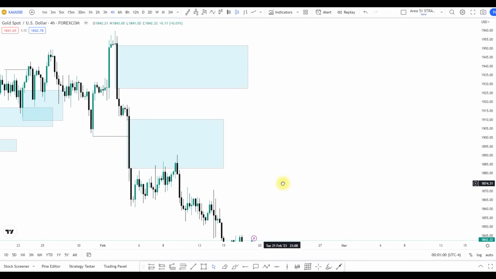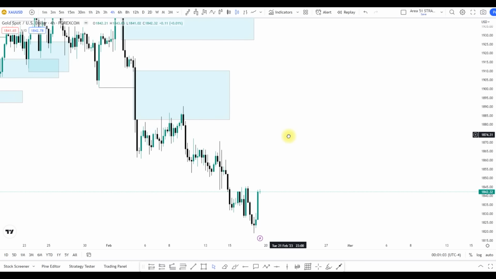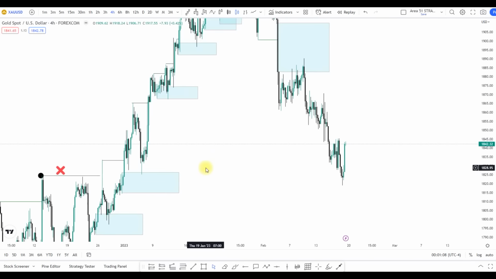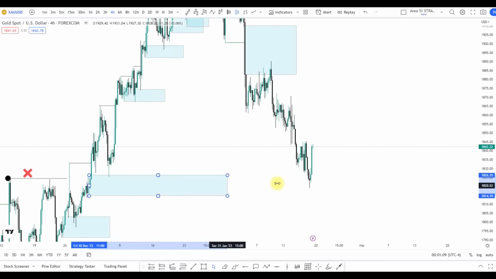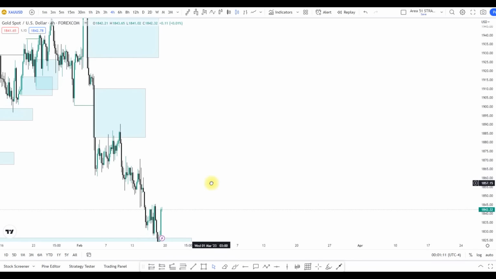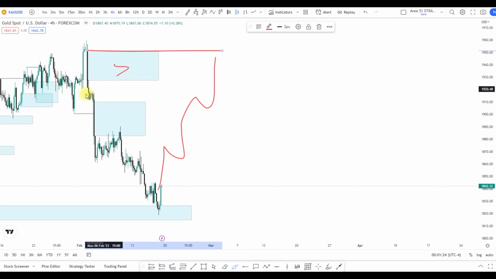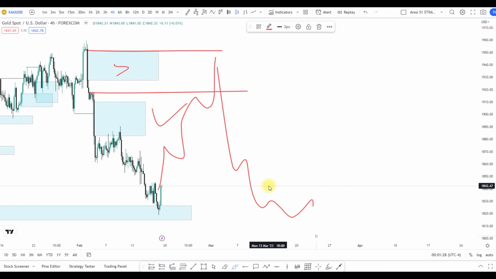So now on gold USD, we're expecting somewhere somehow the price to go back, and probably fill these imbalances that need to be balanced. Okay, all right, now there's more sellers than buyers, so the price has to go back and probably rebalance these areas, you know, and then continue to the downside, selling again.